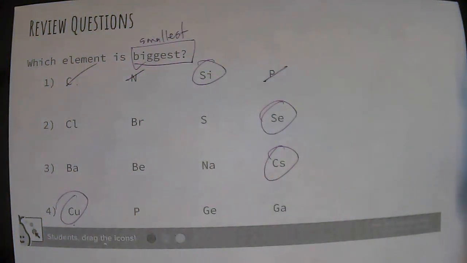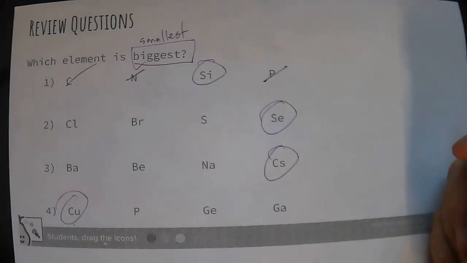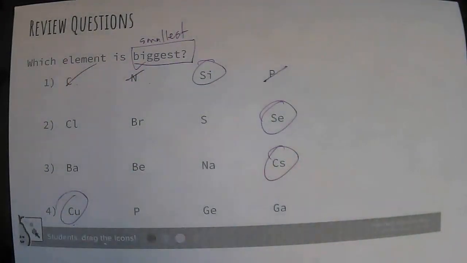So if you understand size, then we can do the other ones. And the last video is going to have 2 more trends. The reason why the trends are the way they are is because of size. So now we know how size works. Now we can go and talk about other periodic trends.